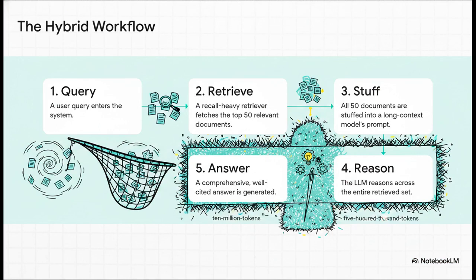Instead of a retriever that's laser-focused on precision, just grabbing the top 5 best chunks, you use a recall-heavy one that's designed to grab the top 50, maybe even top 100 most relevant documents. Then you just stuff all of those into a long context model and you let it do the hard work of reasoning across all of that evidence. So think of it this way. RAG prunes the giant haystack down to a manageable size, and then the long context model meticulously finds the needle.